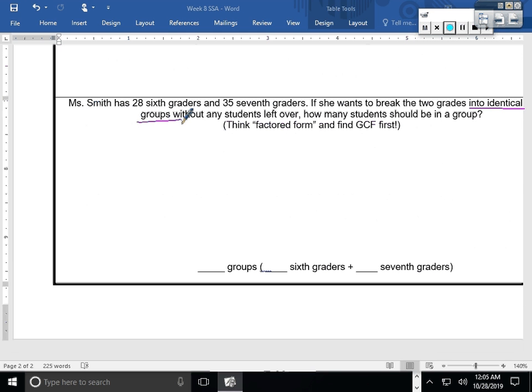I gave you a hint. If I'm trying to break things into identical groups, I have to find something that they have in common, right? I have to find a factor that will work for all of them. So I said, think factored form. We did that in chapter 1. And find the GCF first. Oh, GCF, greatest common factor. So I'm really going to divide these into their greatest common factor. I'm trying to find what they both share. Well, you've learned how to do this a couple of ways: T-charts, trees, ladders. But I'm going to try trees today because I see most students seem to prefer this idea.